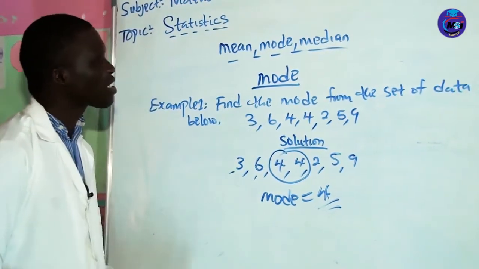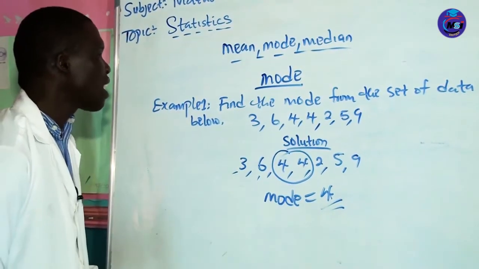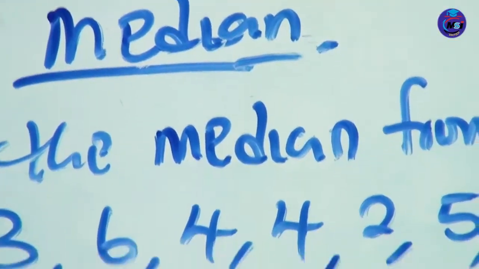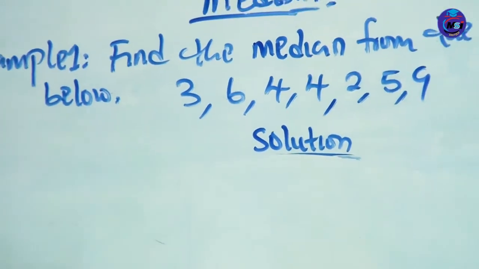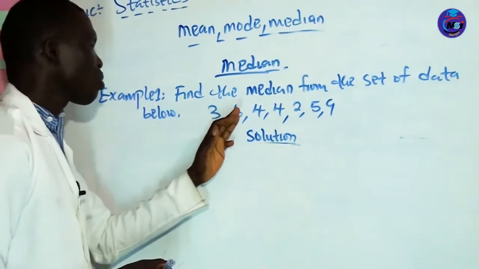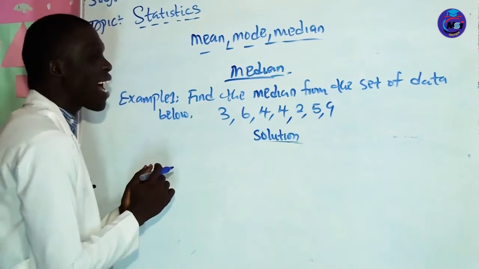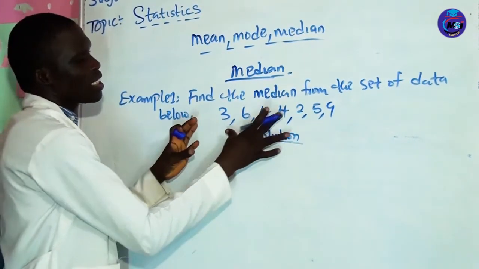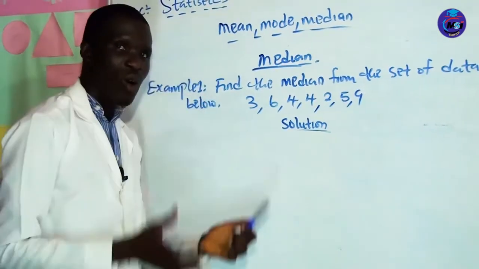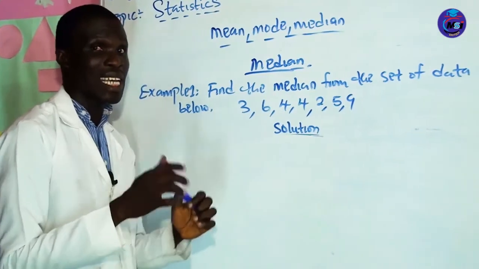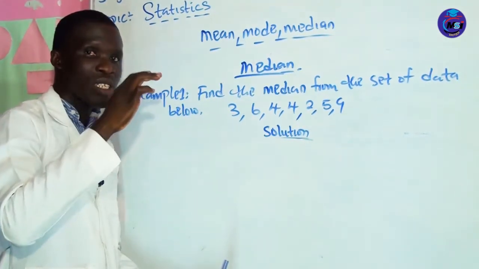Now let's look at the last part, which is median. How can we find the median of a set of numbers? Okay. Now the example is find the median from the set of data below. We have 3, 6, 4, 4, 2, 5, 9. What are we going to do? You are going to rearrange this set of data or numbers either in ascending order or descending order. What do I mean by ascending and descending? From the lowest to the highest, or from the highest to the lowest.